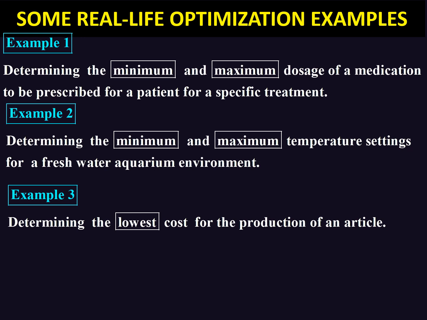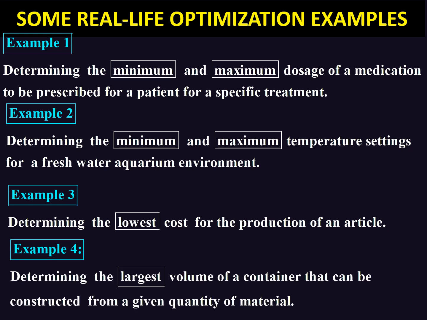Determine the lowest cost for the production of an article. In business and production, you have cost and you'd like to try to make your cost as low as possible. In other words, you want to find the minimum costs. We also use other words, not necessarily minimum and maximum. Then, let's look at example number 4.